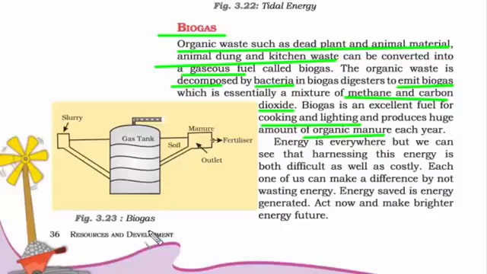You can see this picture and have a look at this. There's a big tank, in that all the organic waste is dumped, and then bacteria is added so that the decomposition process takes place. Eventually biogas is emitted, and we harness that energy and use it for cooking and lighting, and the byproduct of this is also organic manure.